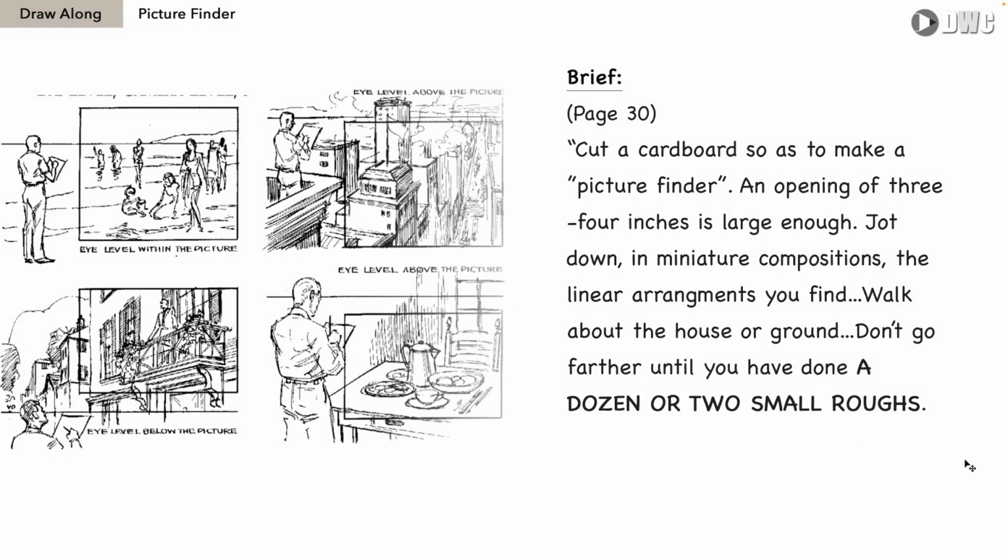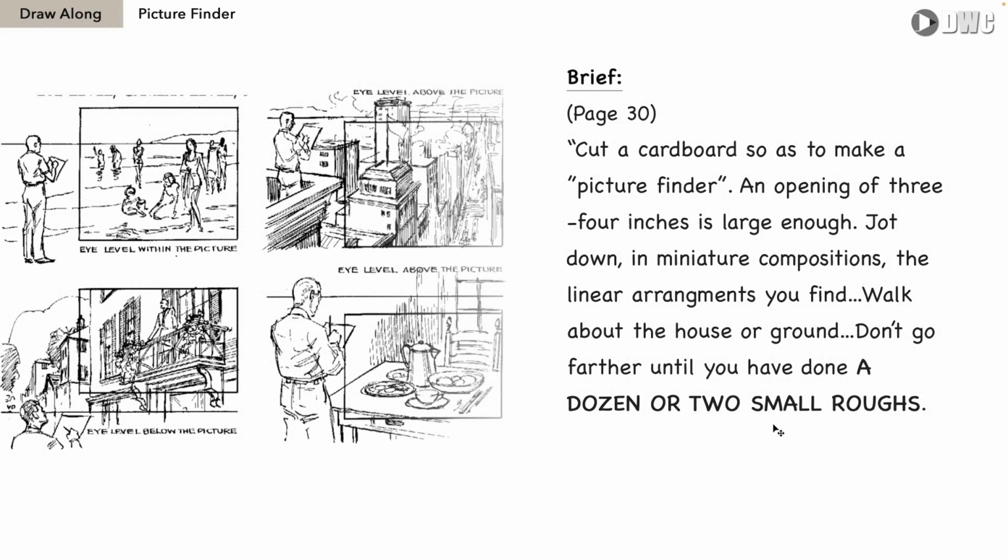And here, this is important too, because a lot of people ask me, hey, Chris, how many thumbnails should I do? How many compositions should I do? How much time do I spend on a composition? I say, do as many as it takes. And here, Loomis gives a specific number, a dozen or two small roughs. A dozen or two, a dozen is 12.